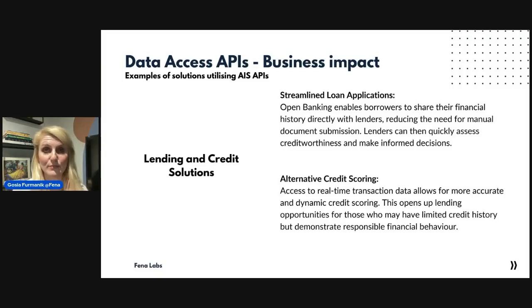Now we just simply, in a secure way via an API, pass your transactional data or your income data to a lender that can then analyze it and decide the outcome of your loan application. And one more, I think, interesting and unique way of utilizing open banking data access is alternative credit scoring.